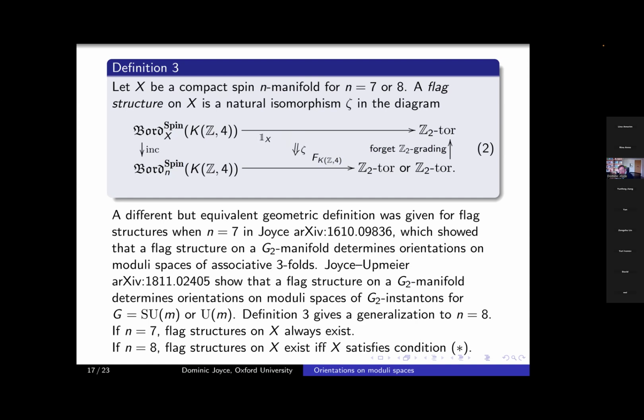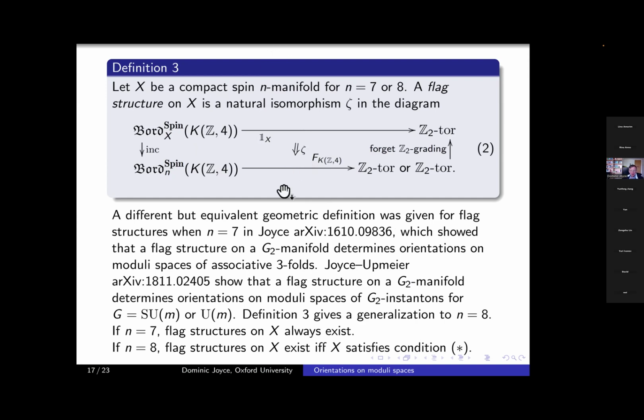Okay, so some time ago, in 2016, I defined something I called flag structures on 7-manifolds, and I showed that a flag structure on a G2 manifold determines orientations on moduli spaces of associative 3-folds. And with Markus Upmeier, we also showed that flag structures on G2 manifolds determine orientations on moduli spaces of G2 instantons for SU(m) or U(m) instantons. This is some time ago. It turns out that the definition of flag structure in this paper is equivalent to this definition here, although that's not a very obvious thing.